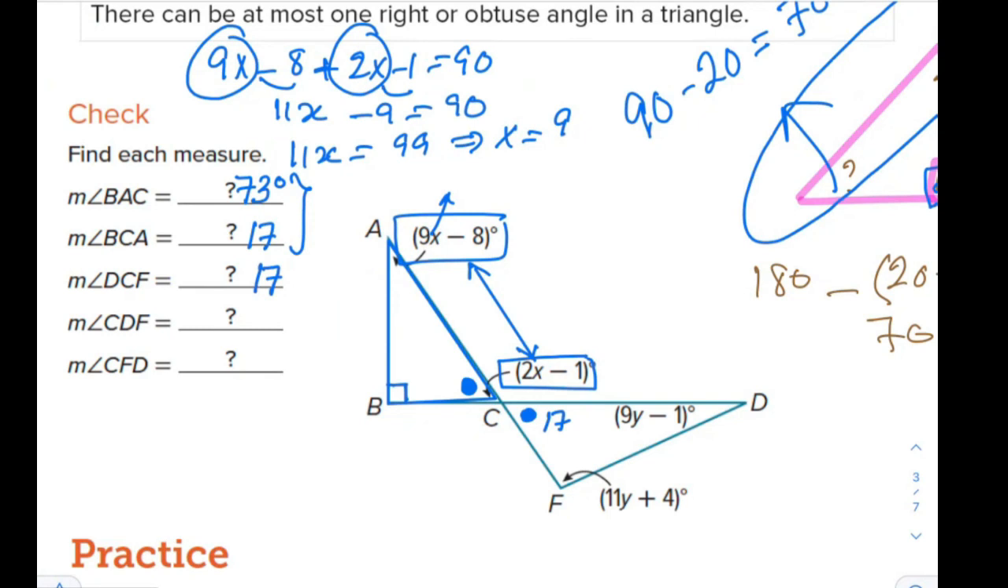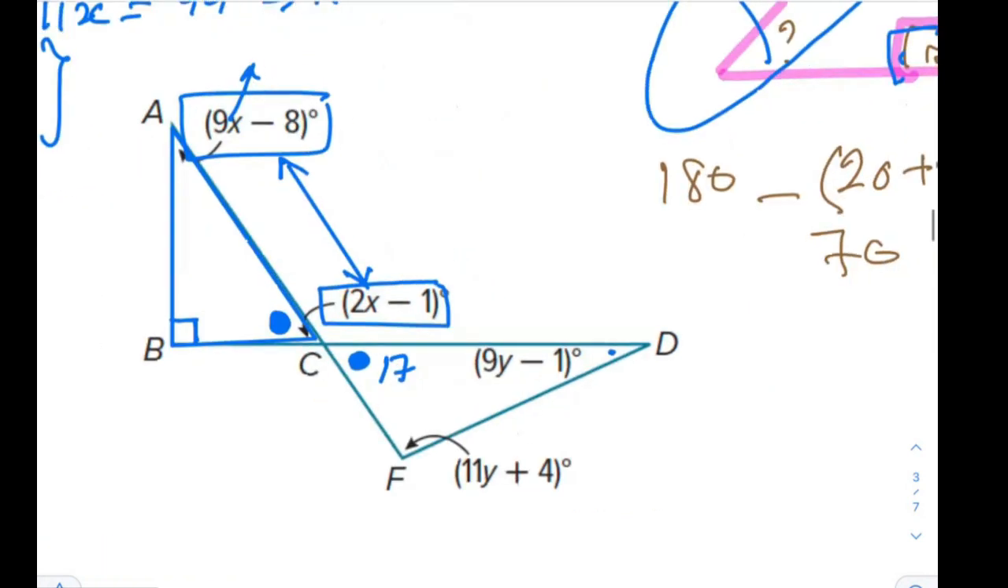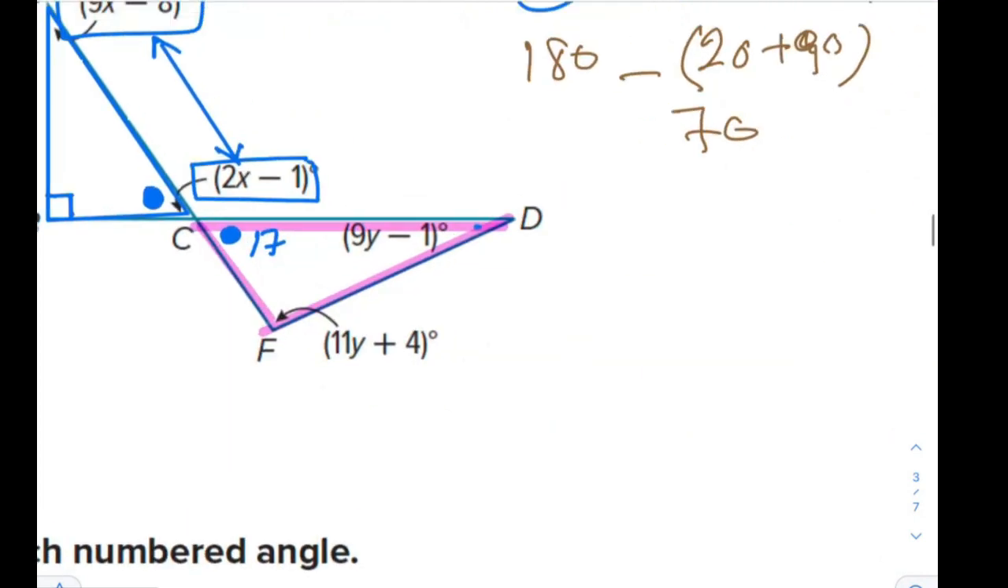Then what? Measure of angle CDF is how much? CDF is one of them. So we have to solve for Y. How can we solve for Y? Now remember this is not a right triangle, but we know that in this triangle the sum of interior angles is 180 degrees. So what will you do?